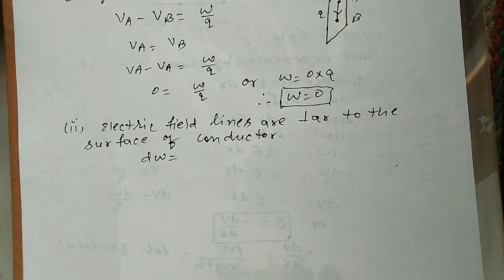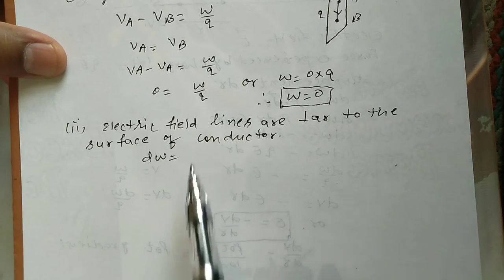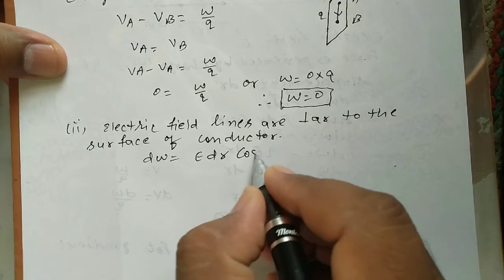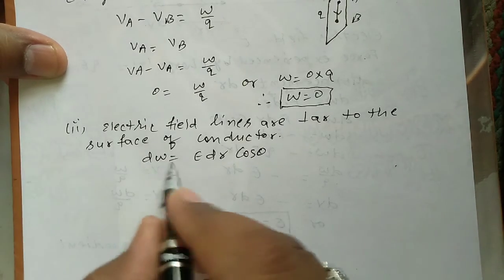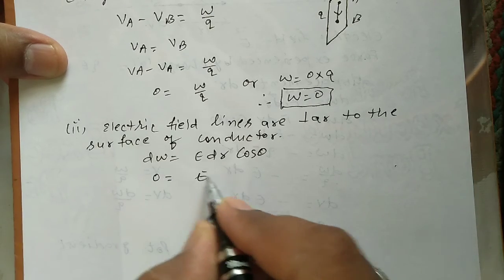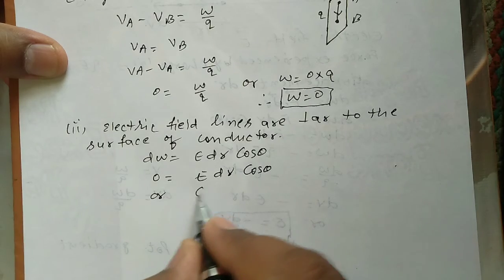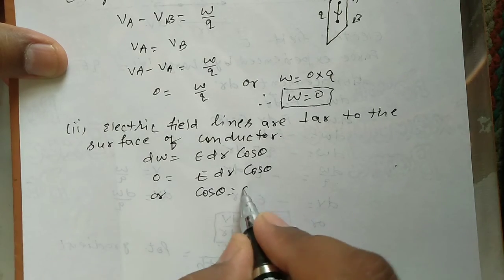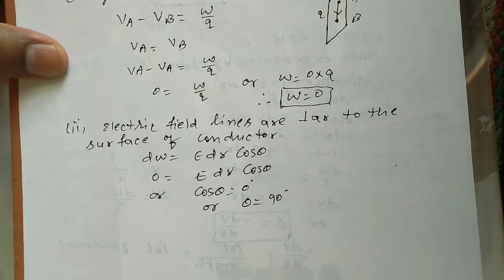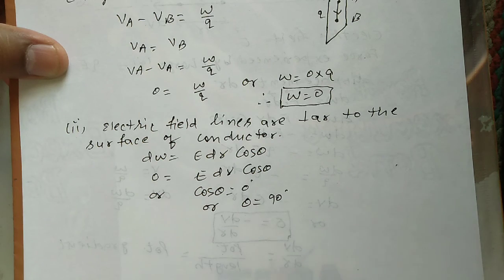Now the second property is that electric field lines are perpendicular to the surface of the conductor. We know dW equals E dr cos theta. We know the work done on the equipotential surface is 0, equal to E dr cos theta, or we can say cos theta equals 0, or theta is equal to 90 degrees. Therefore, electric field lines are perpendicular to the surface of the conductor.